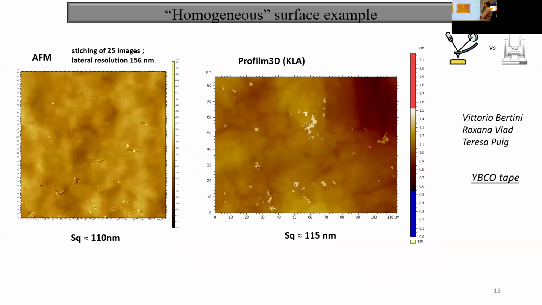Another example, the same approach, stitching 25 images and getting a lateral resolution of hundreds of nanometers for an oxide from the group of Teresa. And we are also getting the roughness. Both values are very similar, okay?